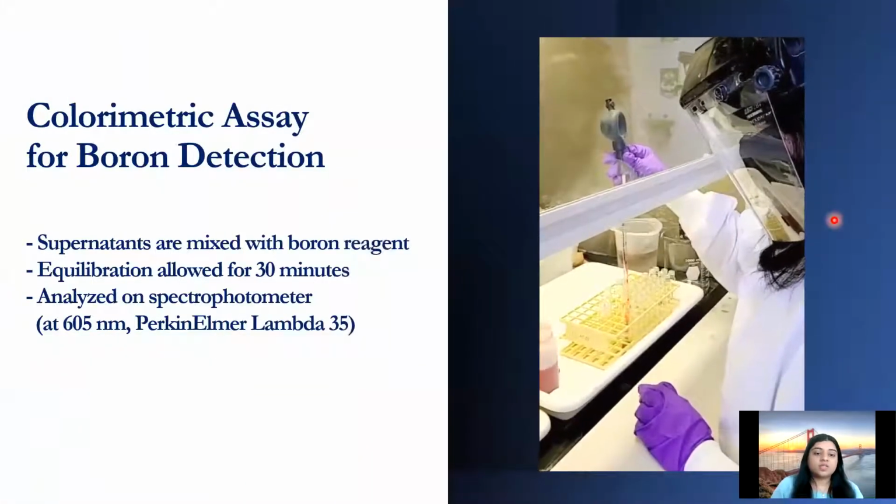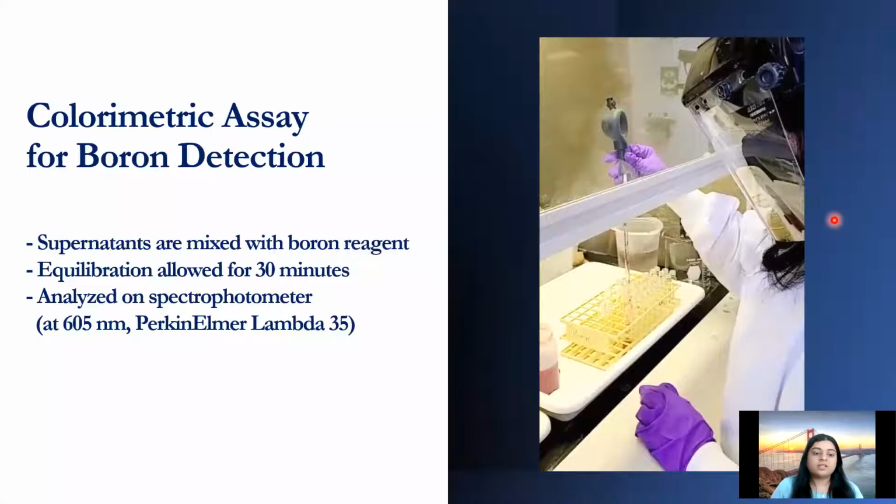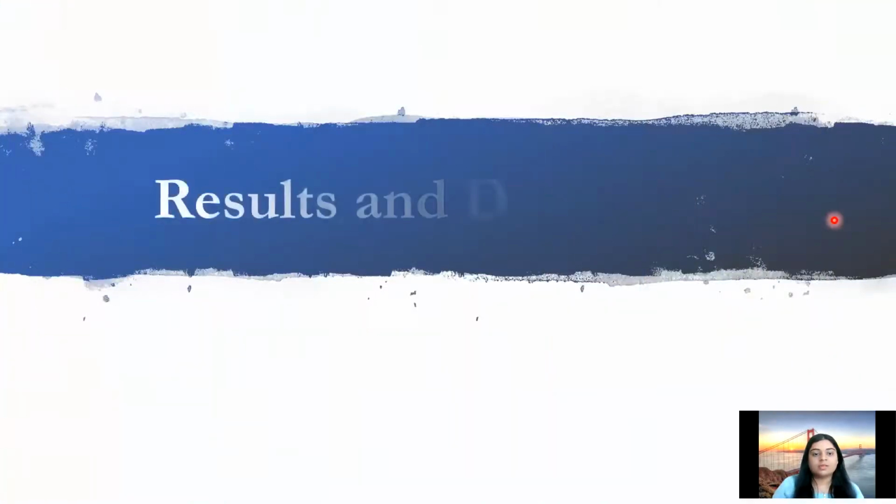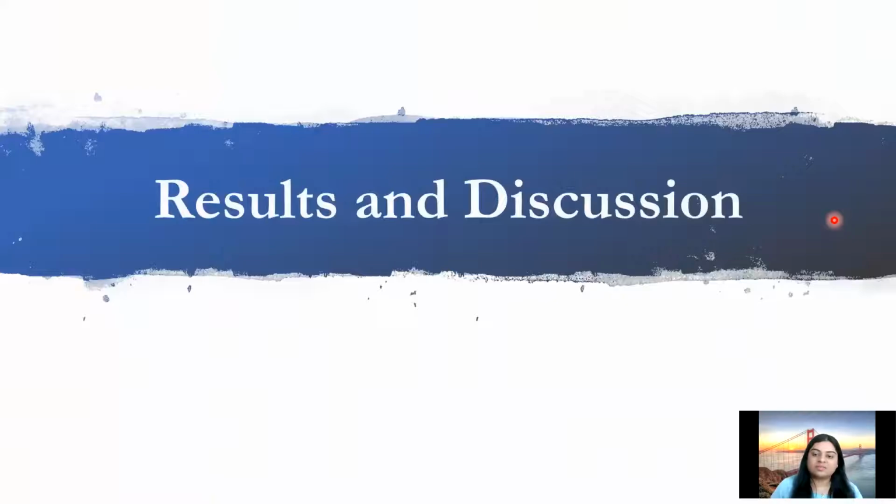The supernatants are mixed with boron reagent and then analyzed on a spectrophotometer for a colorimetric assay. This is the last step for the method section. Now let's see the results and discussion.